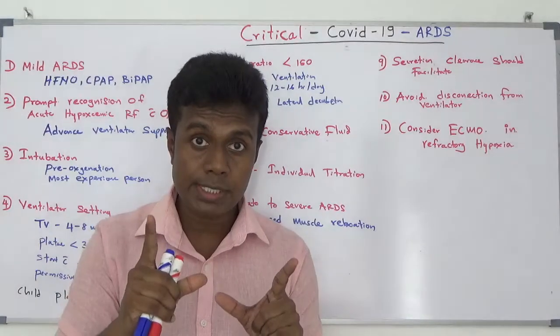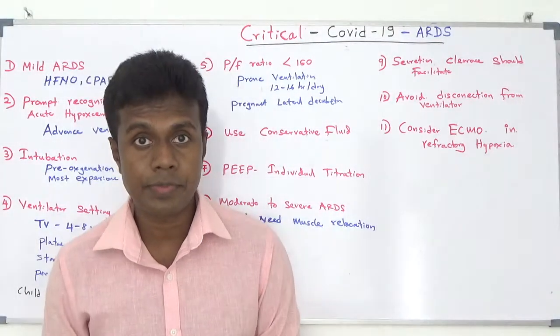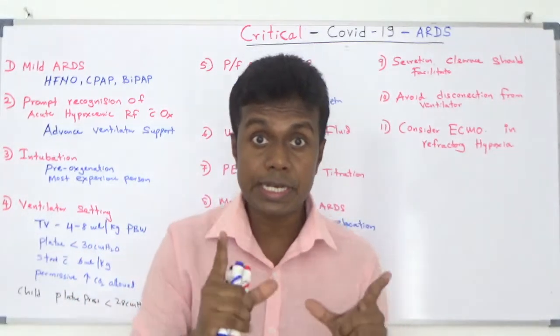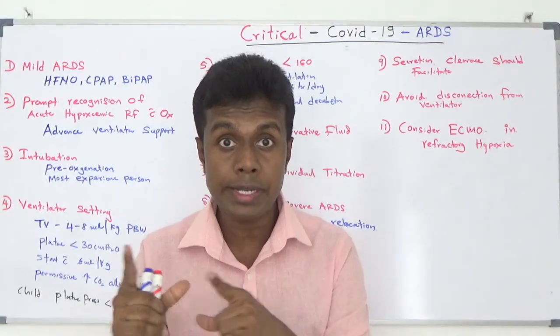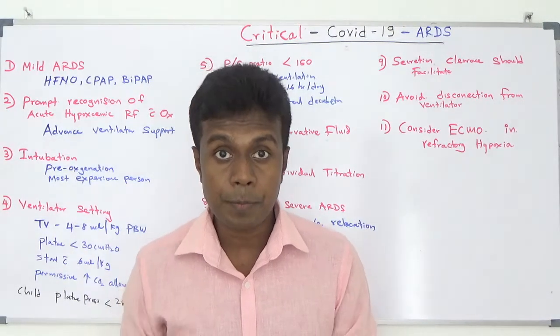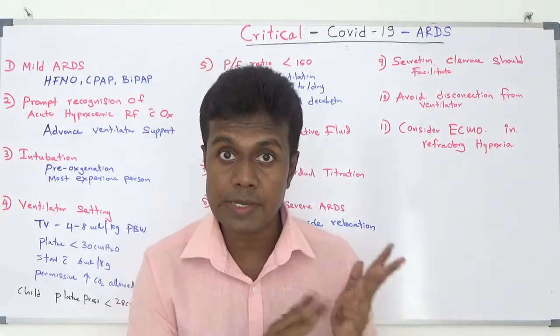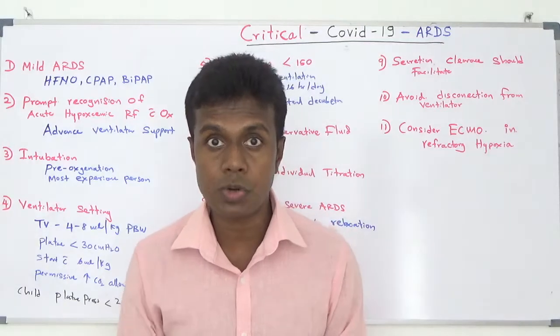Now I am going to discuss how to manage critically ill COVID-19 patients. If you remember the severity classification, critically ill COVID-19 patients are the patients who need life-sustaining treatment. The patients belonging to that group are patients with ARDS, patients with sepsis and patients with septic shock.